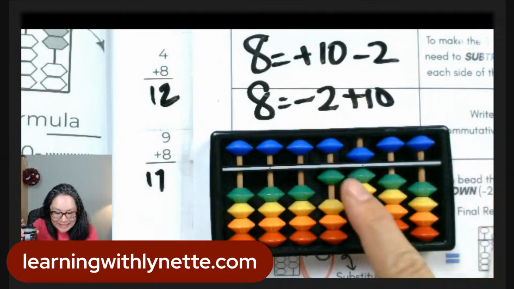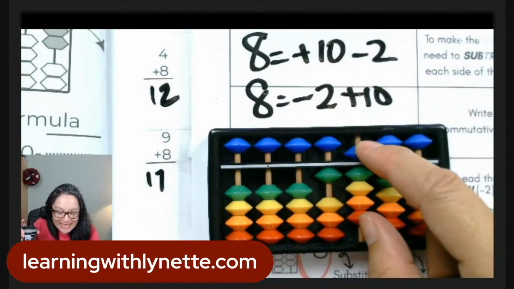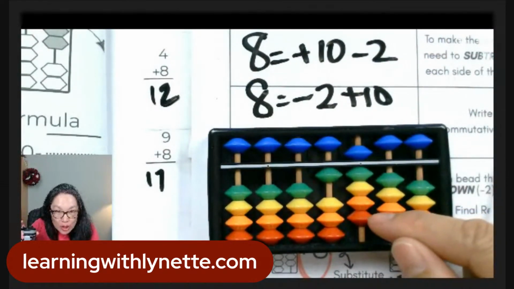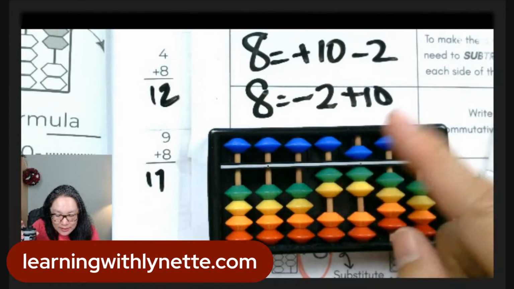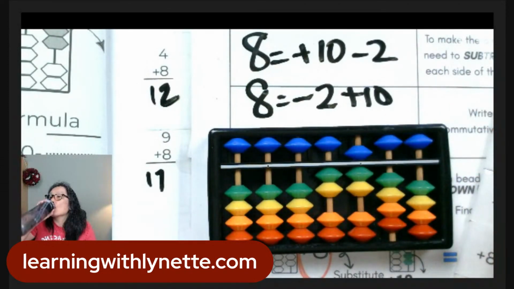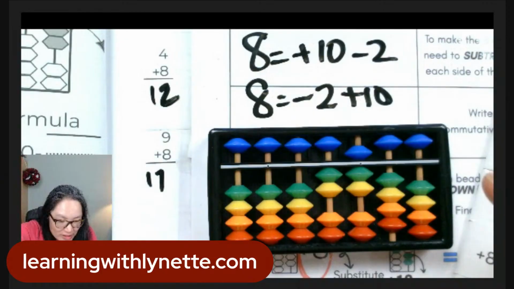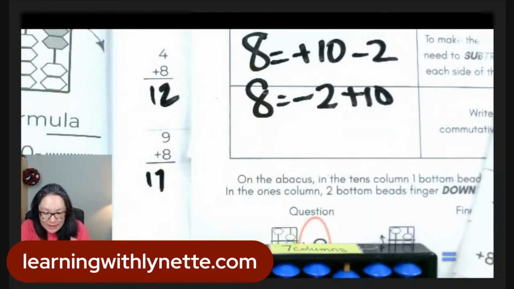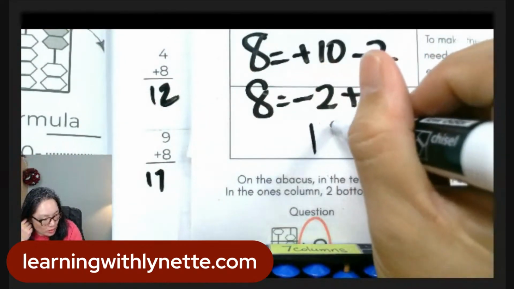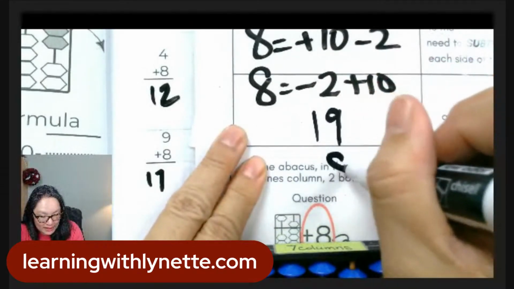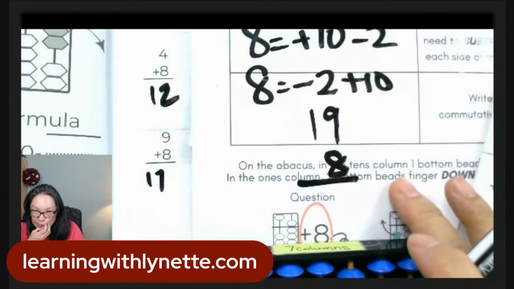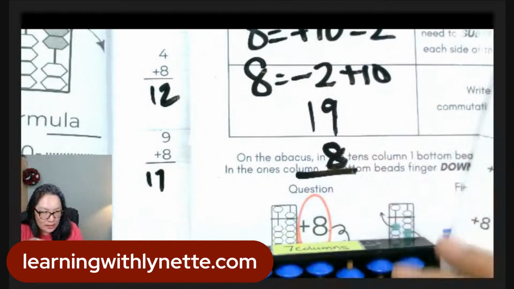Like I know 19 and I want to add another 8. I know I have to plus the 10, take away the 2, right? Which is different if I did this. If I just showed you 19 plus 8, how do we know what this is? We don't.